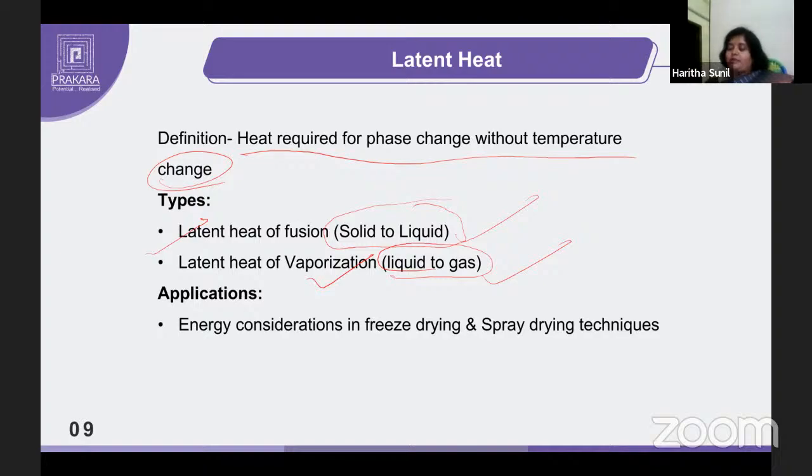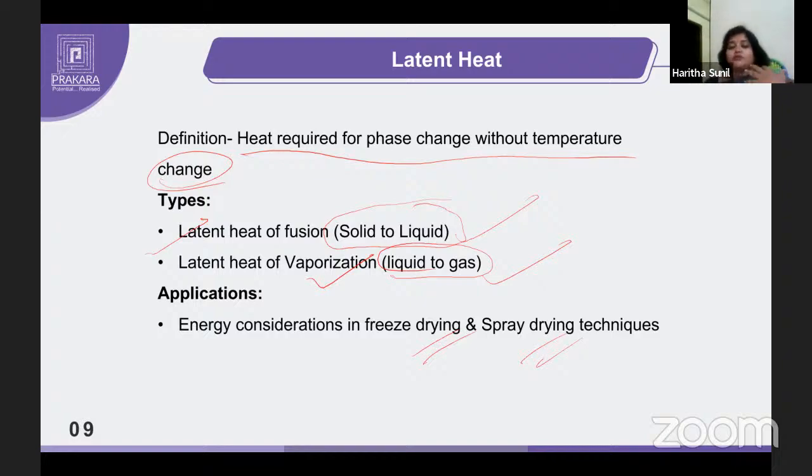This latent heat has major application in freeze drying as well as spray drying techniques. In freeze drying, the drug solution is frozen and then the ice is sublimed directly into vapor using the latent heat. In spray drying, the liquid feed is atomized into fine droplets and rapidly dried using hot air, leaving the solid particles. So these are the four things that we have seen so far.